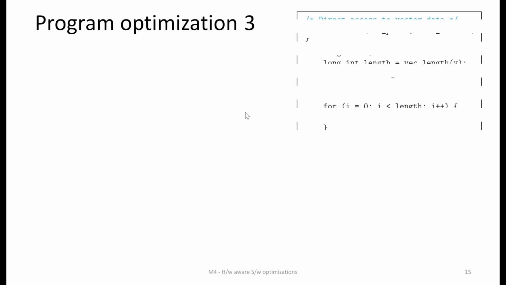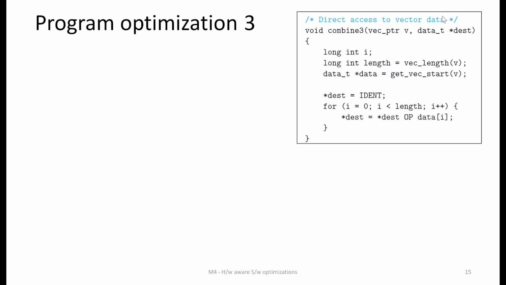The third program optimization. So we'll start with the optimized code, wherein we remove both the function calls from the for loop. What better we can do is to eliminate unnecessary or unneeded memory references. So here the unnecessary memory reference is for the pointer dest.